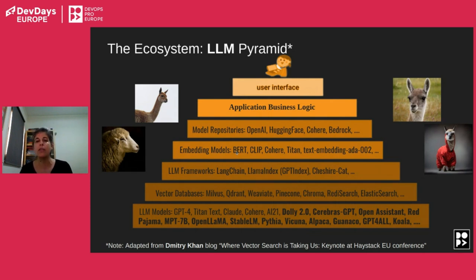And the embedding models don't have to be state-of-the-art LLMs. They just have to be able to capture the semantic meaning of the object, so the similarity would apply. And we have the model repositories, so OpenAI, Hugging Face, Cohere, Bedrock for AWS. Okay, so this is the ecosystem for the LLM pyramid.